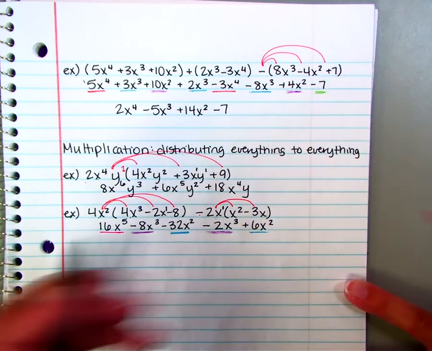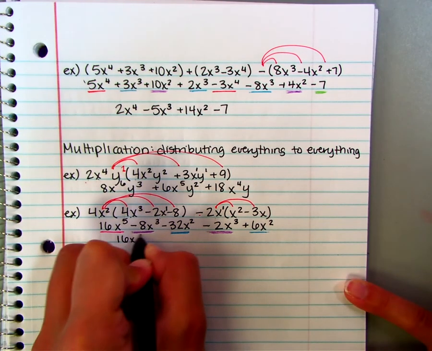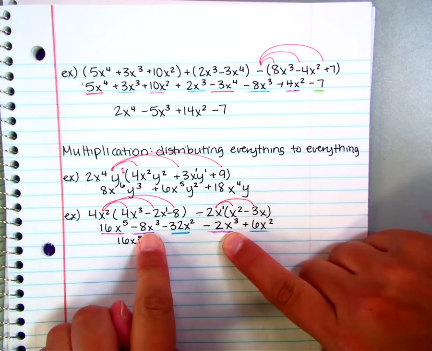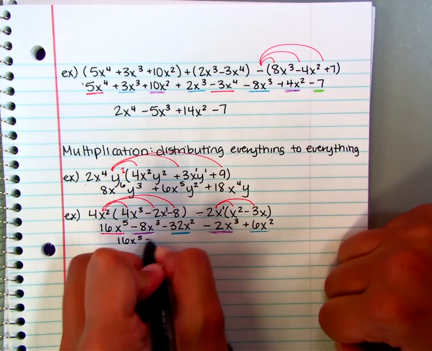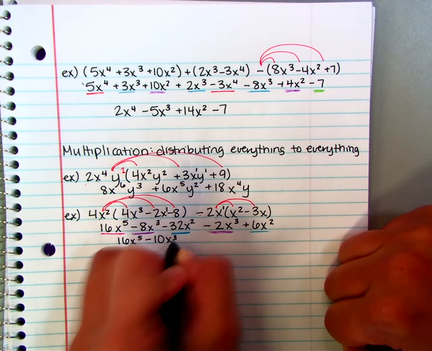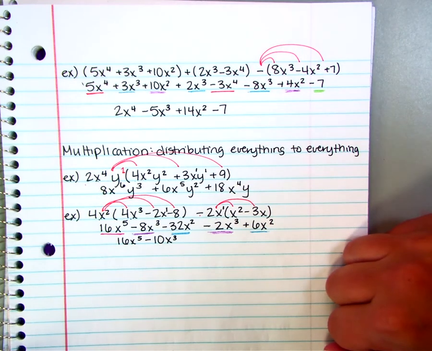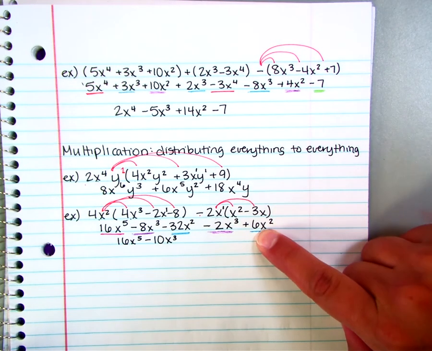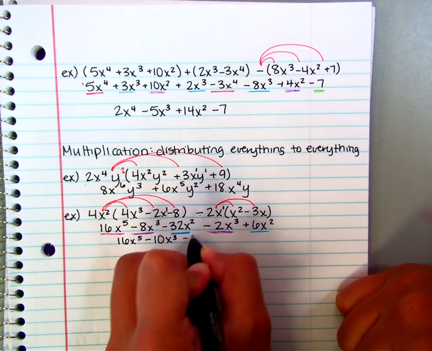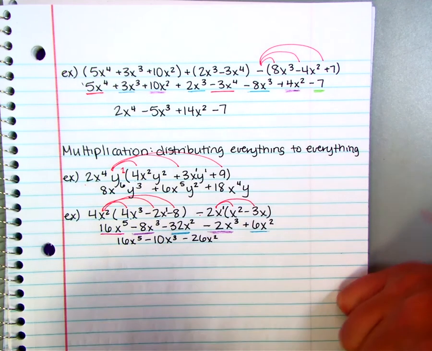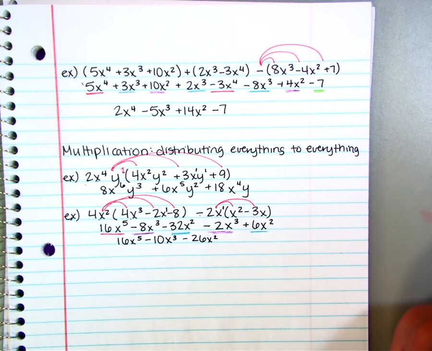So one more step, 16x to the fifth. My x cubes combine, so negative 8 and negative 2 gives me a negative 10. And my negative 32x squared and my positive 6x squared give me a negative 26x squared. And that is my final answer.